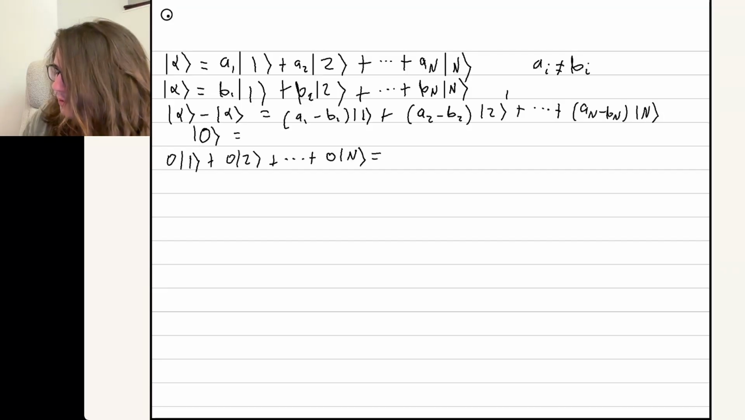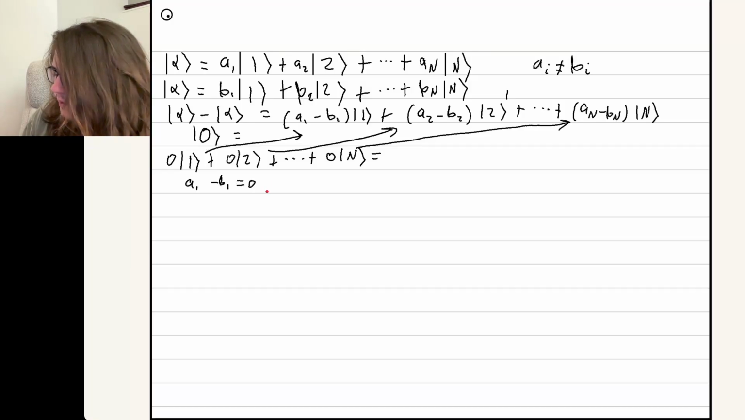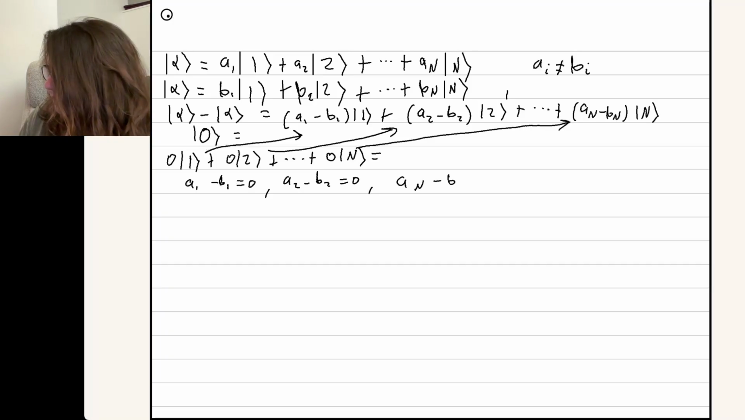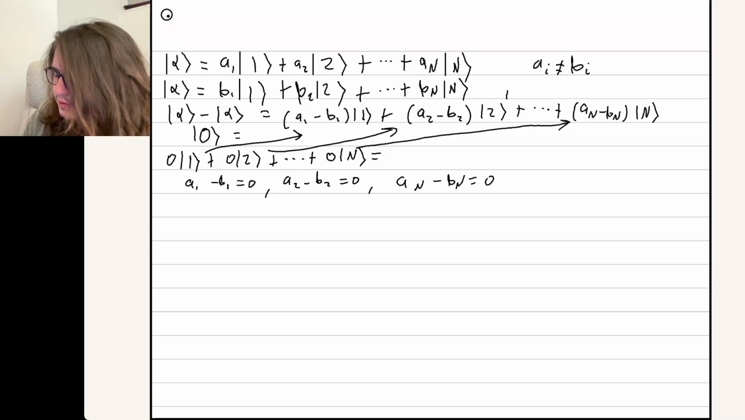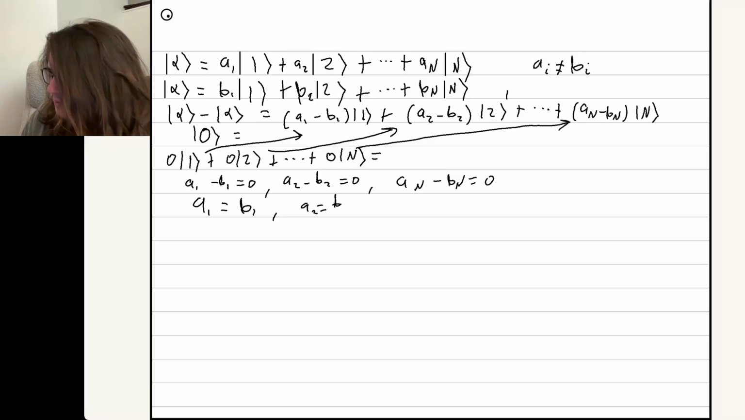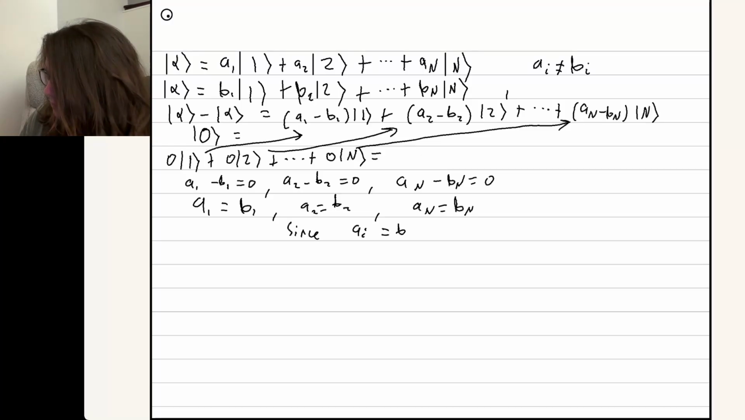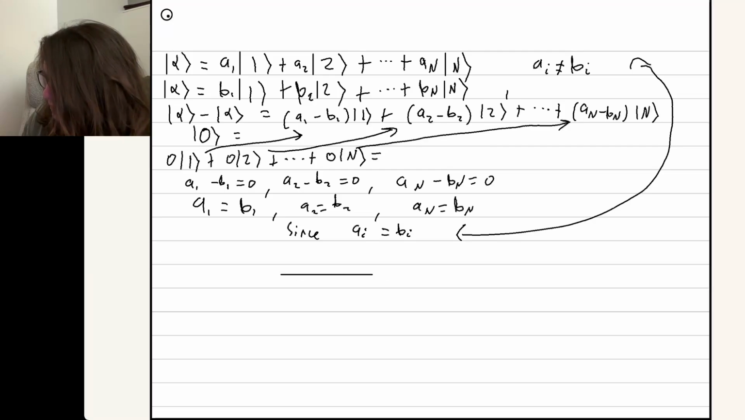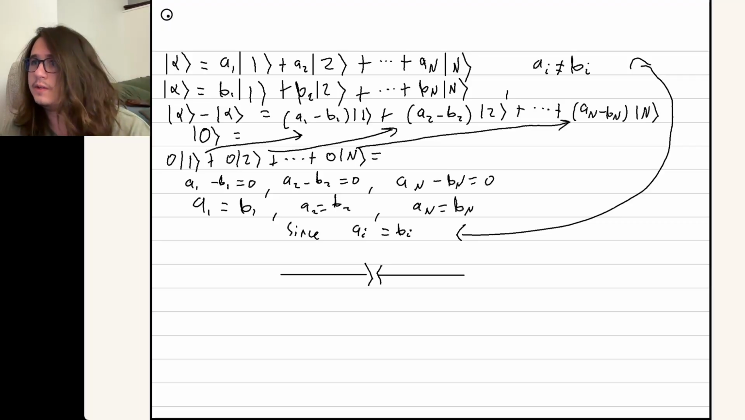And then we can go component by component comparing it to the right-hand side, and we would get a1 minus b1 equals 0, a2 minus b2 equals 0, an minus bn equals 0. And you can solve all of those equations for the a's, and you'll find that every a is equal to the b. So since a i is equal to b i, that's a contradiction to our assumption. So by that fact, we have proven that the components of a vector are unique to a given basis.